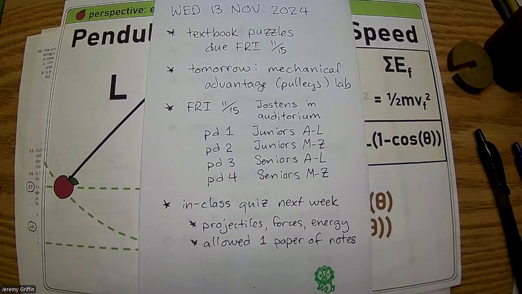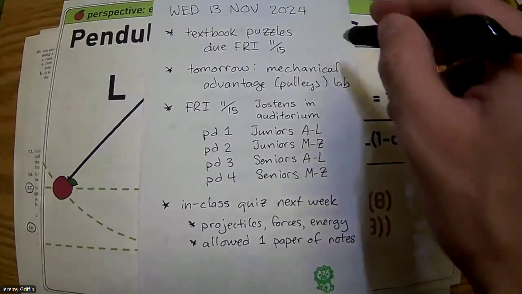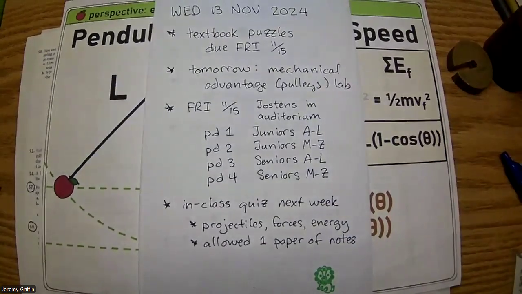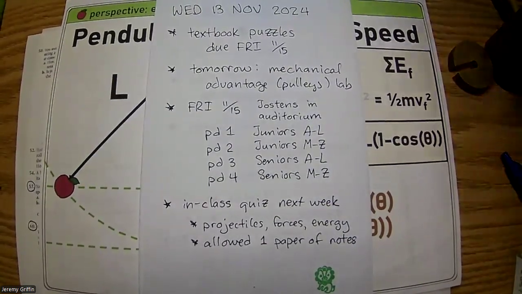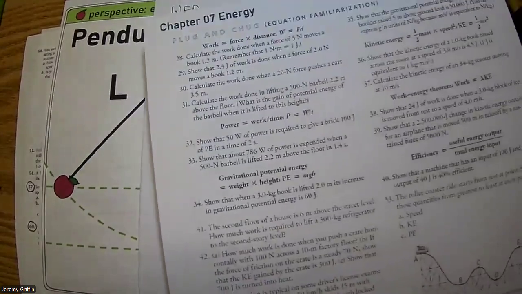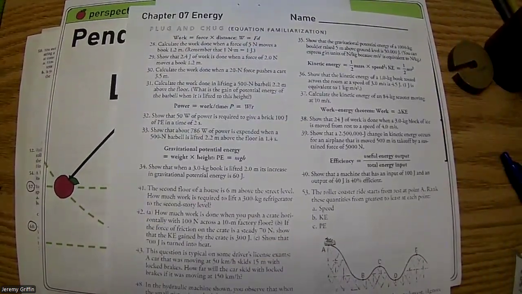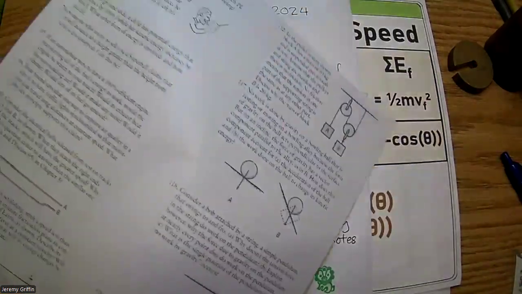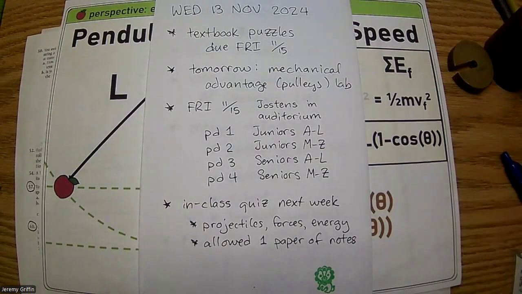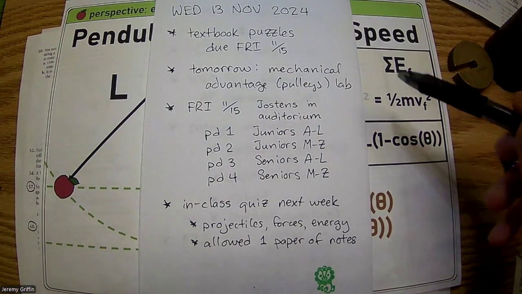Recording is rolling. It is Wednesday, November 13th. So we're going to do these textbook puzzles today. This is chapter 7 from your book. Whatever we do in class today is all the ones I'm going to pick up. If you miss something, then for the next couple days, but my turn today, it's right.